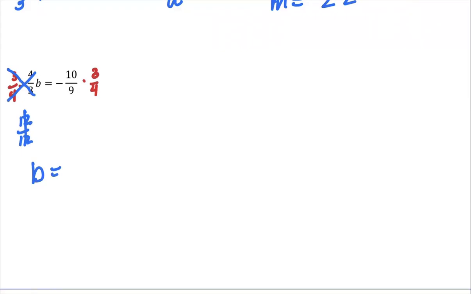On the right side, I'm seeing that these can be cross canceled. So 3 goes into there once, into 9 3 times. 2 goes into both of these. So when we multiply those, we will get a -5 on top, 3 times 2, 6 on the bottom. So b equals -5/6.